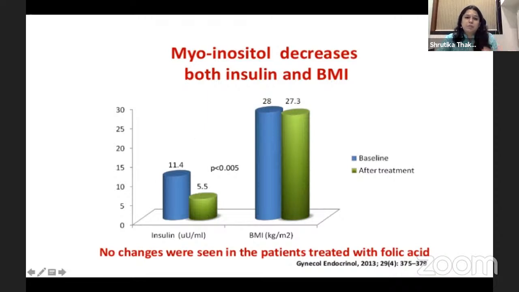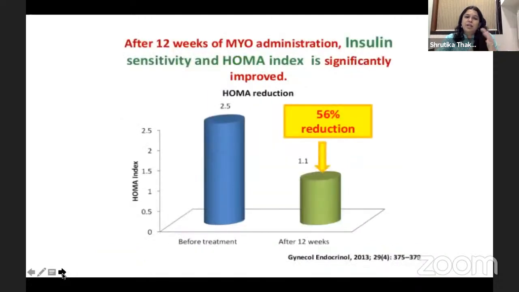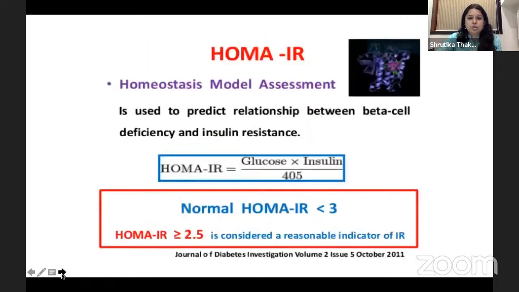So we see that PCOS women, who are typically hyperinsulinemic, within 8 to 12 weeks of myo-inositol, the insulin sensitivity index increases, the HOMA index is improved, and this is what the new studies are showing. This is how to calculate your HOMA IR.